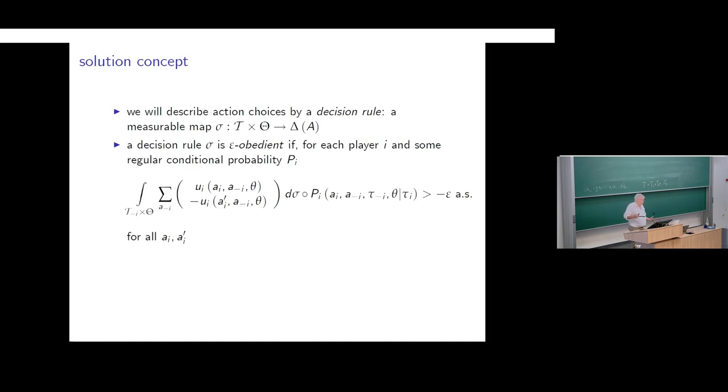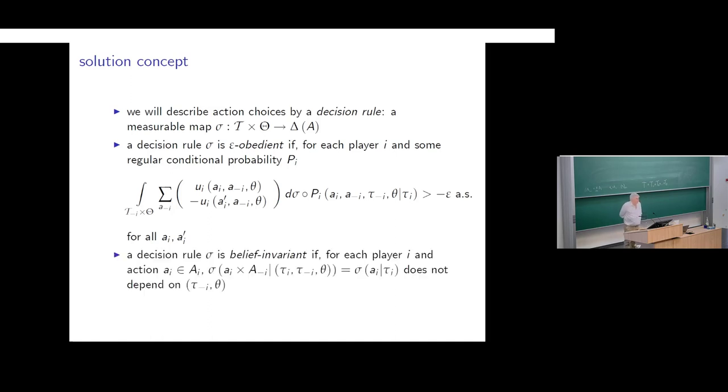So epsilon obedience captures the idea of every player being almost surely rational, choosing what maximizes his expected utility. The thing that he's playing is maximizing his expected utility, or at least within epsilon of maximizing his utility. If he's supposed to be playing AI, he wants to play AI. Okay, that's what epsilon obedience is requiring.